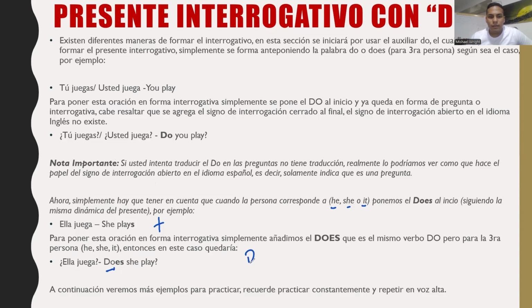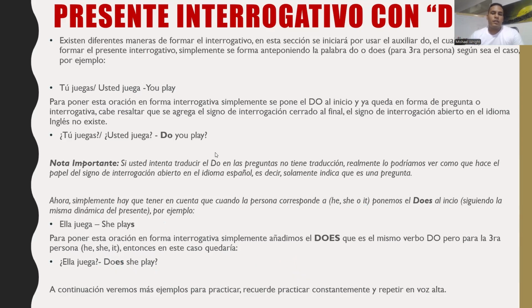Remember that does is for he, for she, for it, right? And do is for the other ones, right? Does it have translation, traducción? No, it doesn't have any translation, right? It could be equal to the open question mark. Does she play? And you don't write yes, okay?